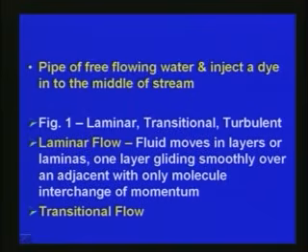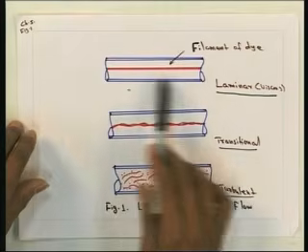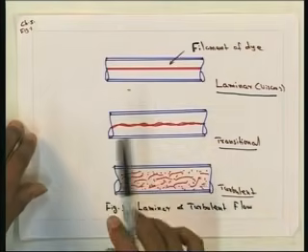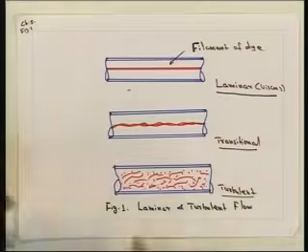Now, with respect to what we discussed, what is a laminar flow? In laminar flow, the fluid moves in layers or laminas. We can define laminar flow as the fluid moving in layers of laminas, one layer gliding smoothly over an adjacent one with only molecular interchange of momentum. You can see this in the first figure. This is the definition of a laminar flow.